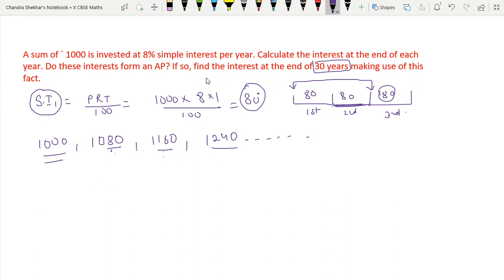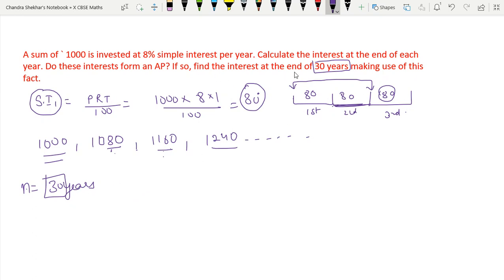Now the next part is, if so, find the interest at the end of 30 years. So what is this 30 years given here? In terms of AP, what exactly does the 30 years mean here? N. Yes. So Kavan is interested in studies. He is practicing, he is doing it, he is interested, and he wants to do well. Good. So 30 years is nothing but N.